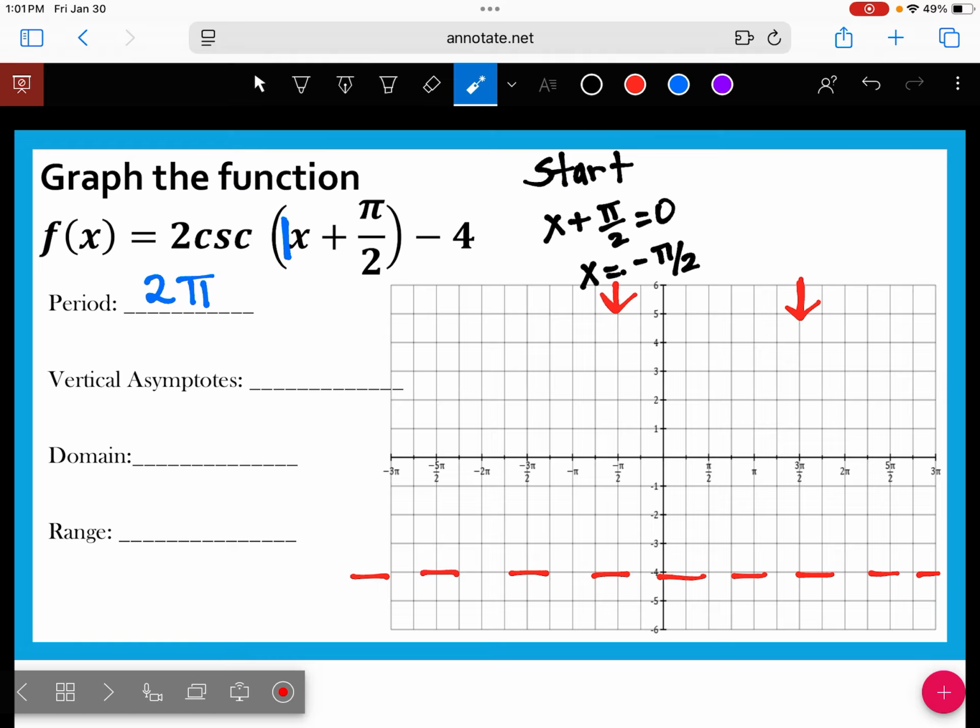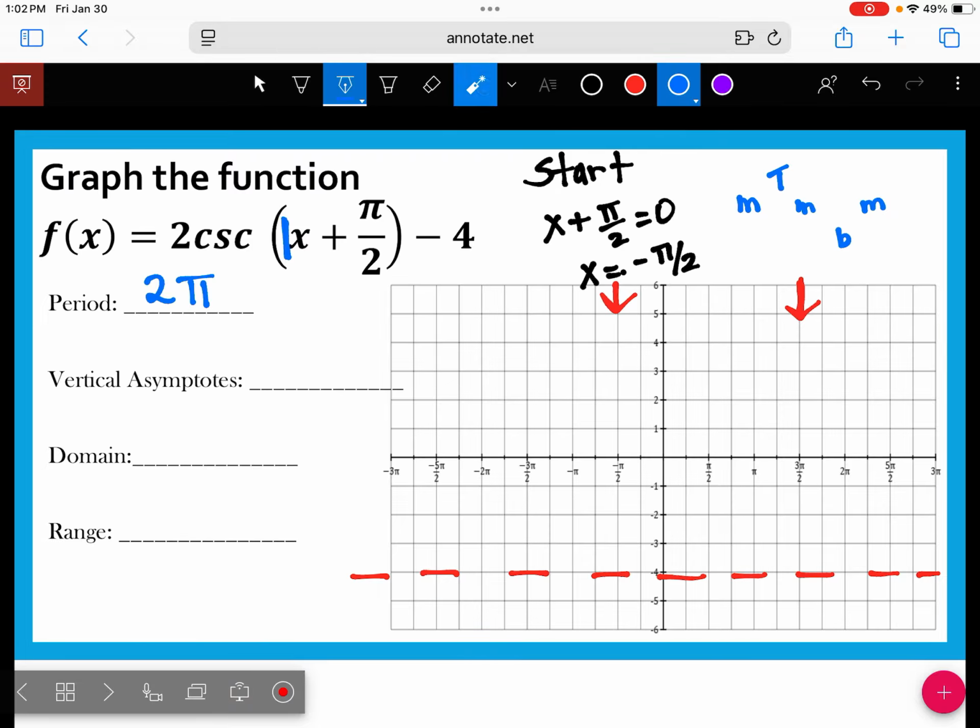And I forgot to put the pattern. So cosecant is whose sister? Sine, and where does sine start? In the middle or the top? Middle. So I'm going to start at the midline. You could even say M is midline. So we go midline, top, midline, bottom, midline.